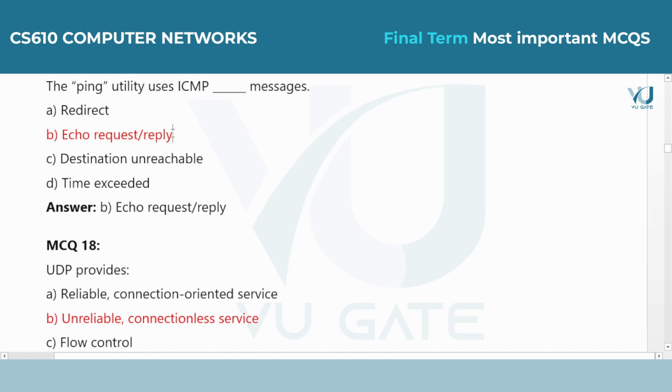Answer: B, echo request/reply. Concept: ping sends an echo request to a target, and the target responds with an echo reply to confirm it is reachable.